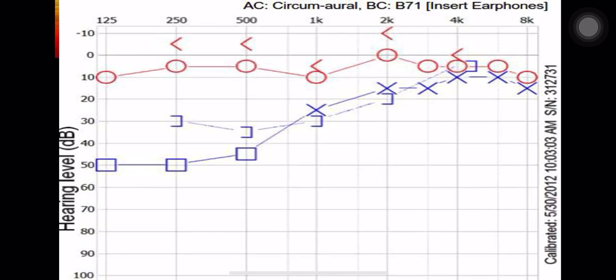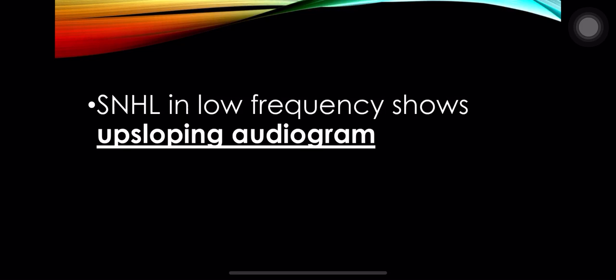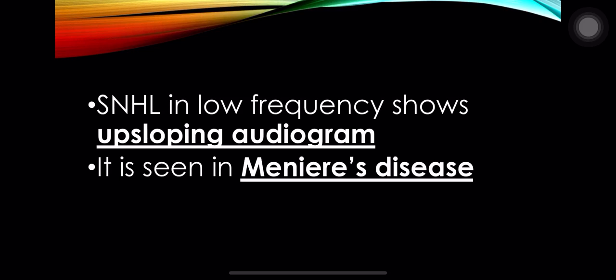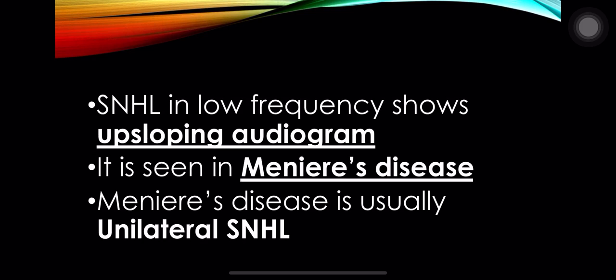On seeing the AB gap, you can rule out conductive hearing loss, and then on seeing the shape of the graph, here it looks like an upsloping audiogram. That is, it starts from down and the graph goes upwards. So this is the upsloping audiogram. An upsloping audiogram is seen in sensorineural hearing loss in low frequencies. So this kind of audiogram is seen in Meniere's disease, where only the low frequencies are affected.